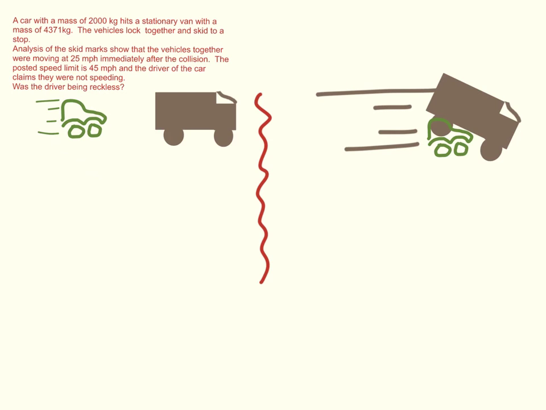So now we have a picture of what's happening here, and all we need to do is start filling in the information that was given to us in the problem. Let's start by making our list of knowns. There's the mass of the car. It had a mass of 2,000 kilograms. And there's the velocity of the car. Before the collision, we don't know how fast it was moving, but we do know that the person claims they weren't going over the speed limit. And there's the mass of the van of 4,371 kilograms, and its velocity was 0 miles per hour.